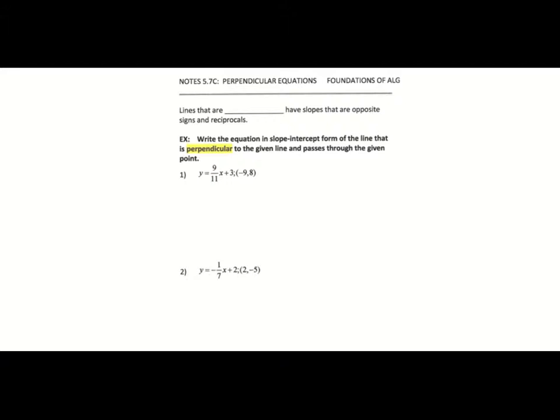In 5.7c, we're going to talk about perpendicular equations. Lines that are perpendicular have slopes that are opposite signs and reciprocals. So let's look at a few examples of how to create lines that are perpendicular to another.